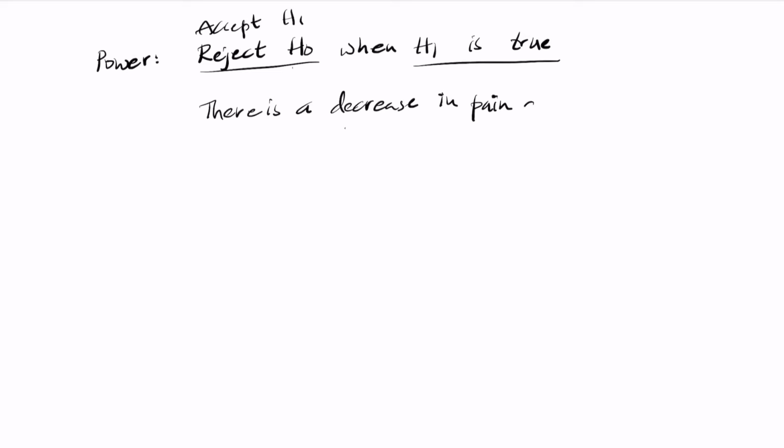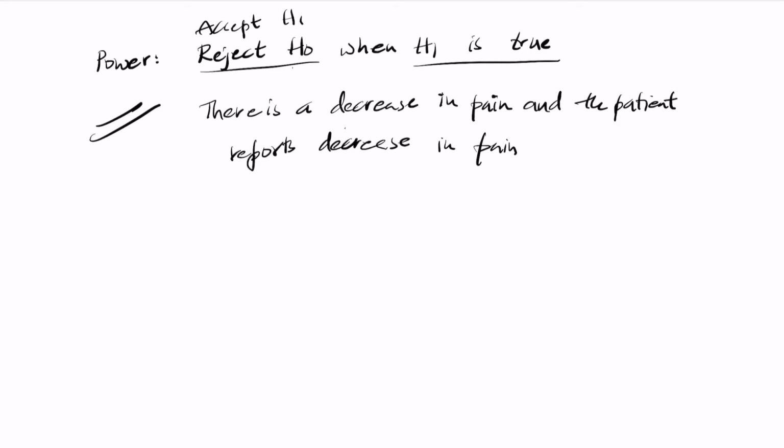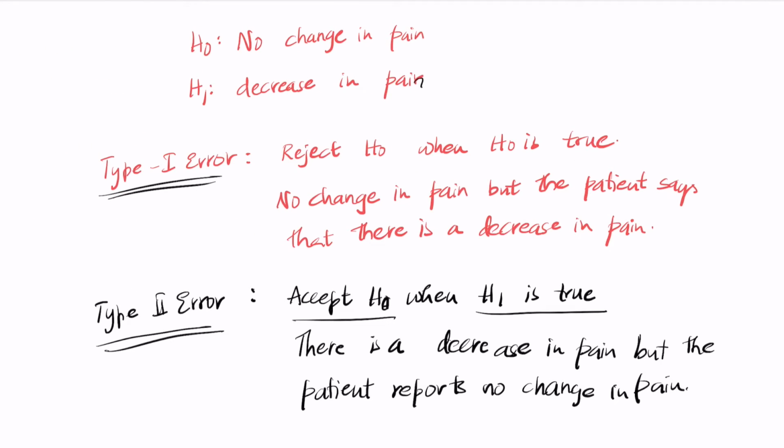There is a decrease in pain and the patient reports a decrease in pain. This is the main part that we need to know whether a drug is good or not. So the patient should have a decrease in pain and he should report that there is a decrease in pain. This is what we call the power of the test here. Understanding this helps you understand what is type 1 error, what is type 2 error, and what is the power of the test. Whenever we reject something, we are accepting the other one. So when we reject H0, we are accepting H1.